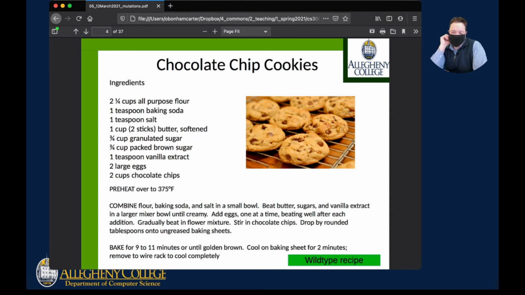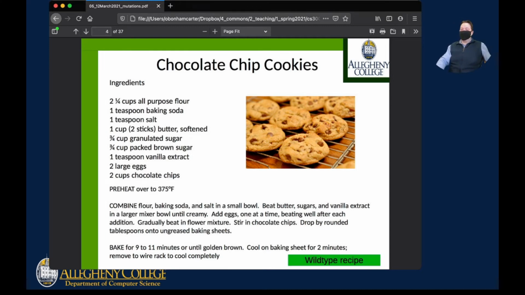This is a chocolate chip cookie recipe, and by the way, you can bake these cookies. I've done that with my daughter, and she said that they were actually fantastic. It's a good thing. It's a win-win. You can study bioinformatics and also make some cookies.